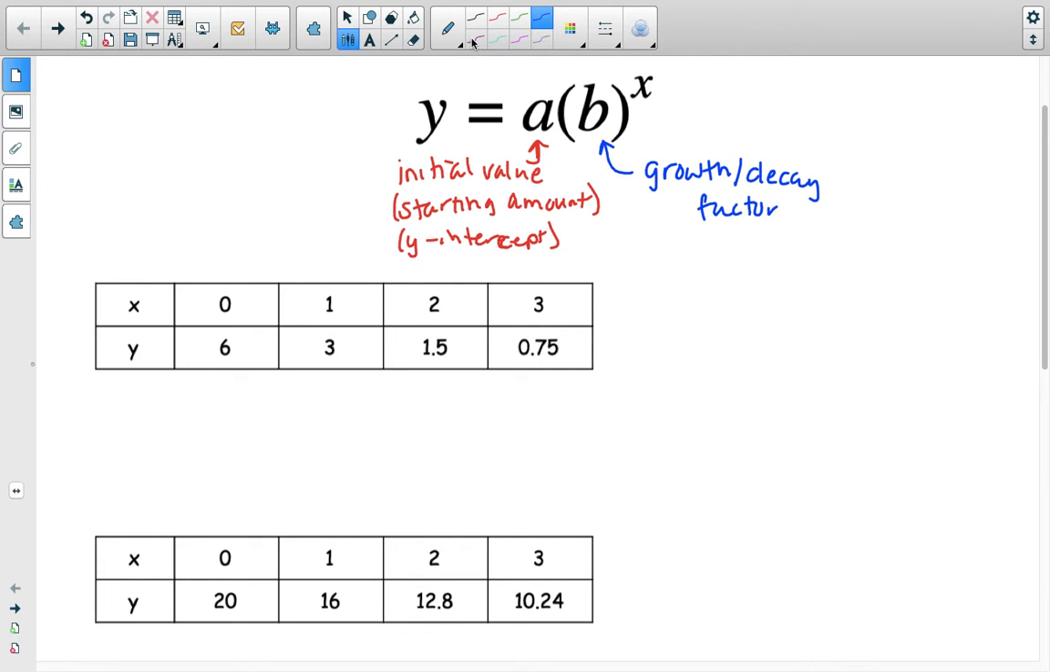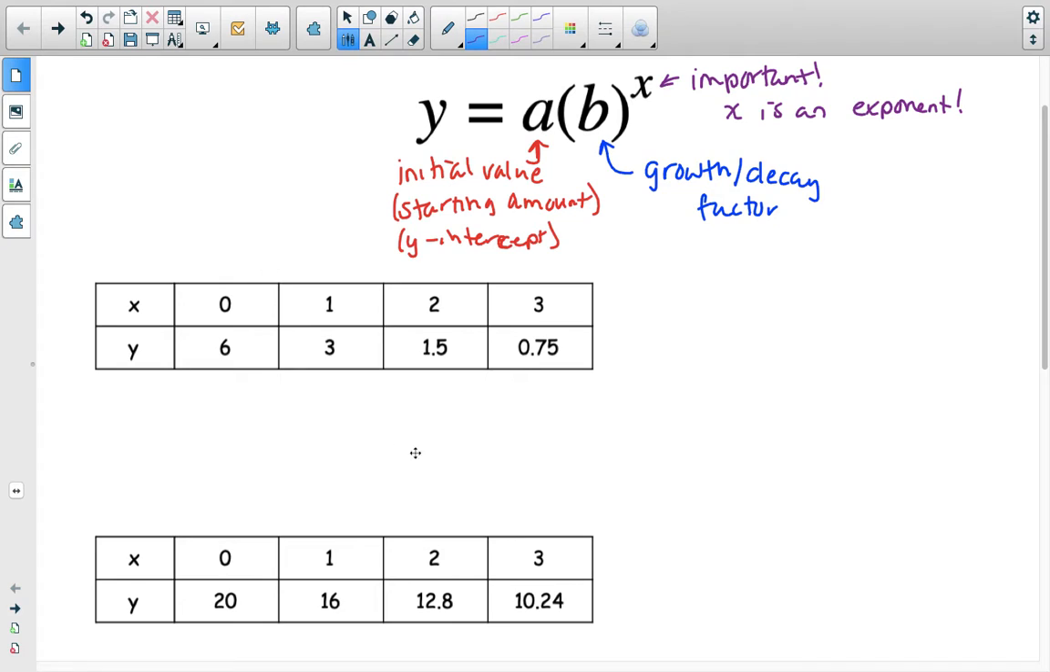The exponent of x is really important because the x is an exponent. It is not being multiplied. It is not a variable that has a coefficient. X is an exponent, which makes it an exponential instead of a linear equation.